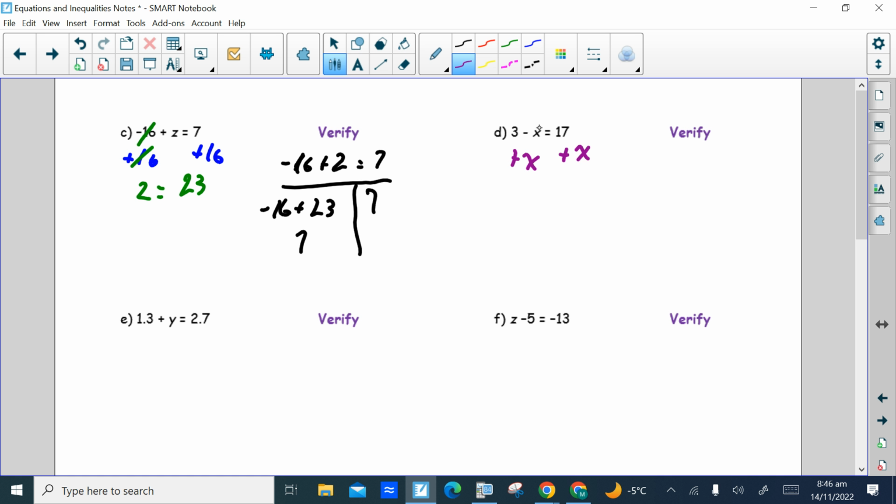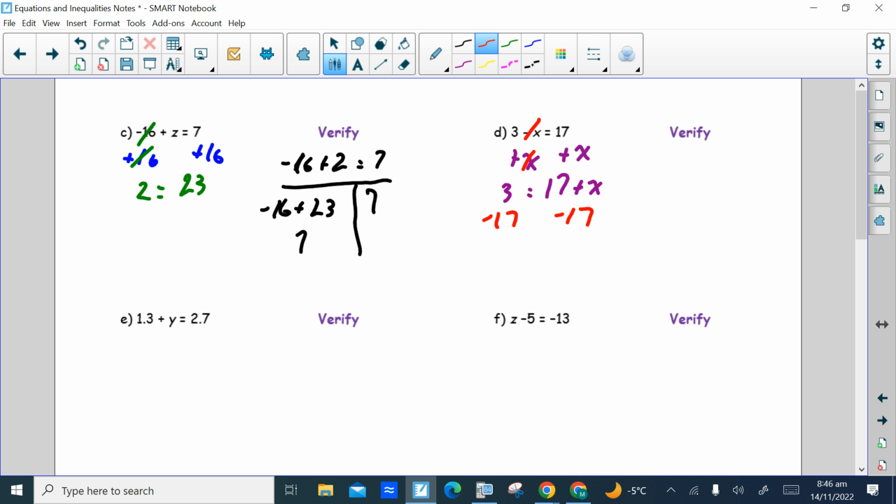So what happens on the left is the minus x plus x cancel, and you've got positive 3 on the left equaling 17 plus x on the right. But we still don't have positive x by itself. So now we have to do one more step, and that is to subtract 17 from both sides, because on the right side, the x and the 17 are hooked together by a plus. It's a positive 17.